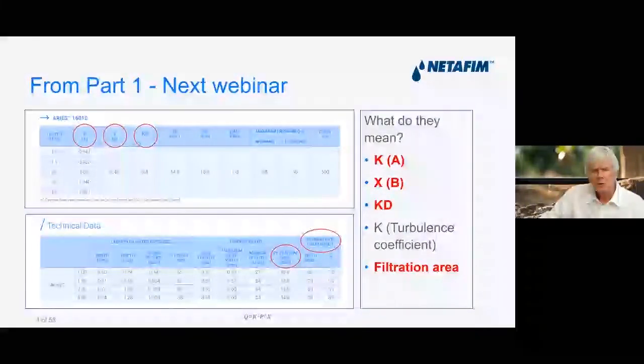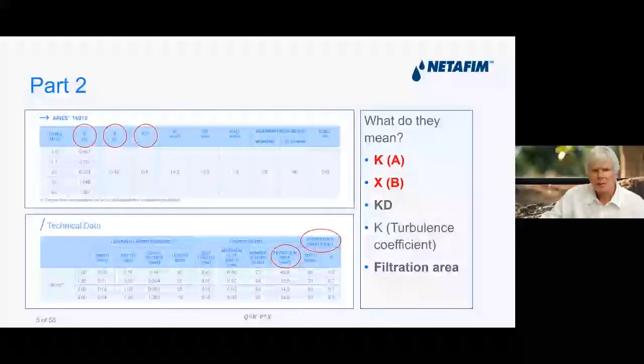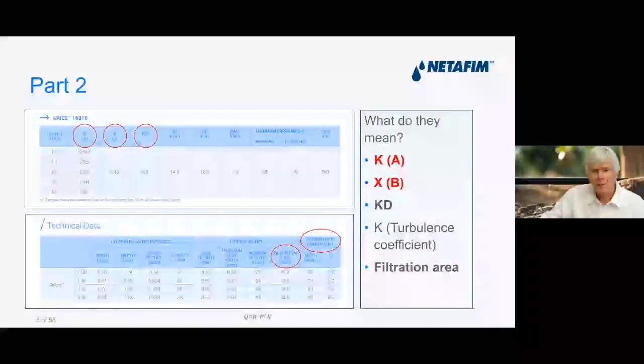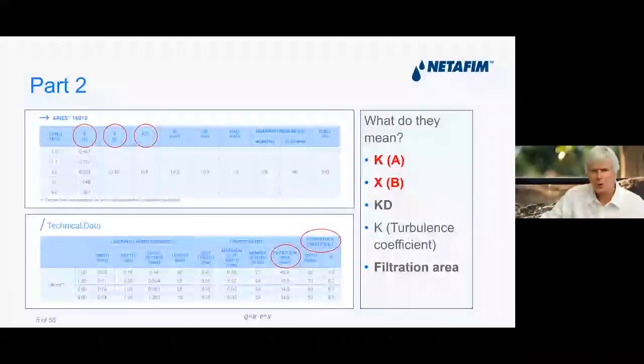And then we looked at the end of that webinar, the 4 remaining factors that we needed to look at that are given in all of the technical data that we give on our drippers. What we're going to look at today is what we have on the right-hand side of the screen there in red, K, sometimes called A, and X, sometimes called B. We're going to look at what these factors mean.